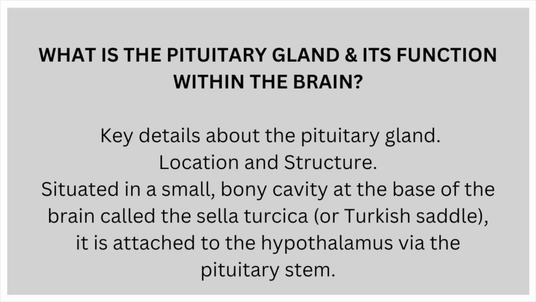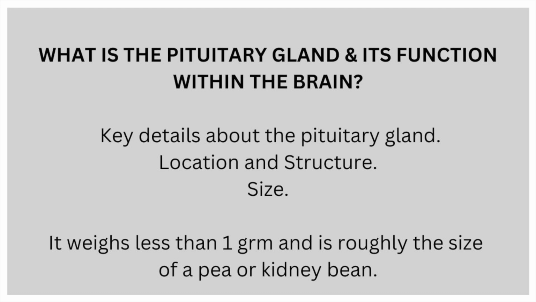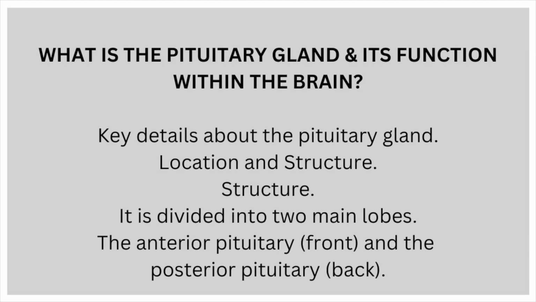Key details about the pituitary gland. We'll start with location and structure. Situated in a small bony cavity at the base of the brain, called the sella turcica, or Turkish saddle. It is attached to the hypothalamus via the pituitary stem. Size. It weighs less than 1 gram and is roughly the size of a pea or kidney bean. Structure. It is divided into two main lobes, the anterior pituitary being the front and the posterior pituitary, this being the back.